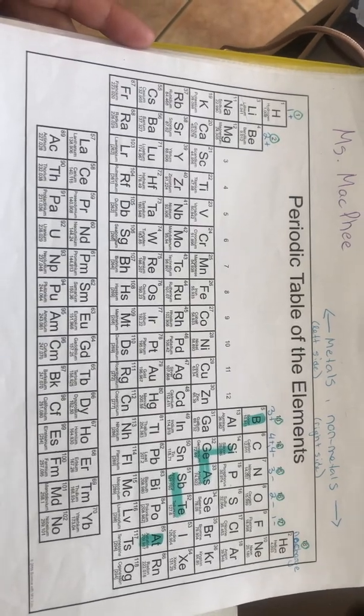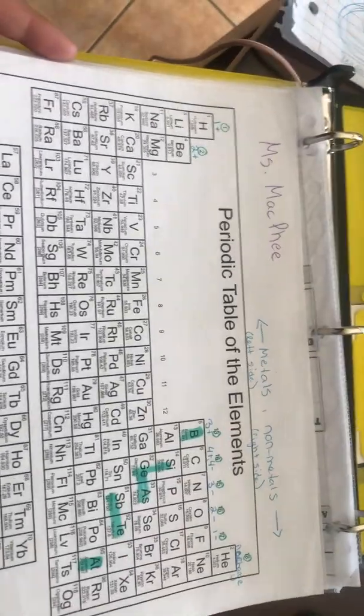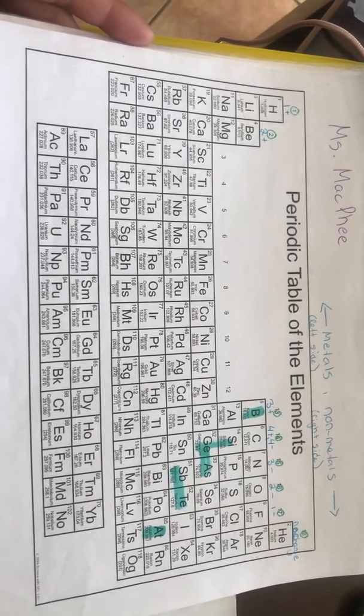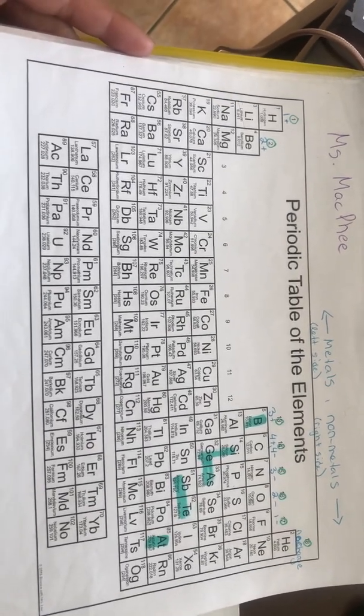How they do that, or how they get over that, is that they become ions. So you can either gain electrons or you can lose electrons, and when you do that, those are called ions. So you can lose or gain.